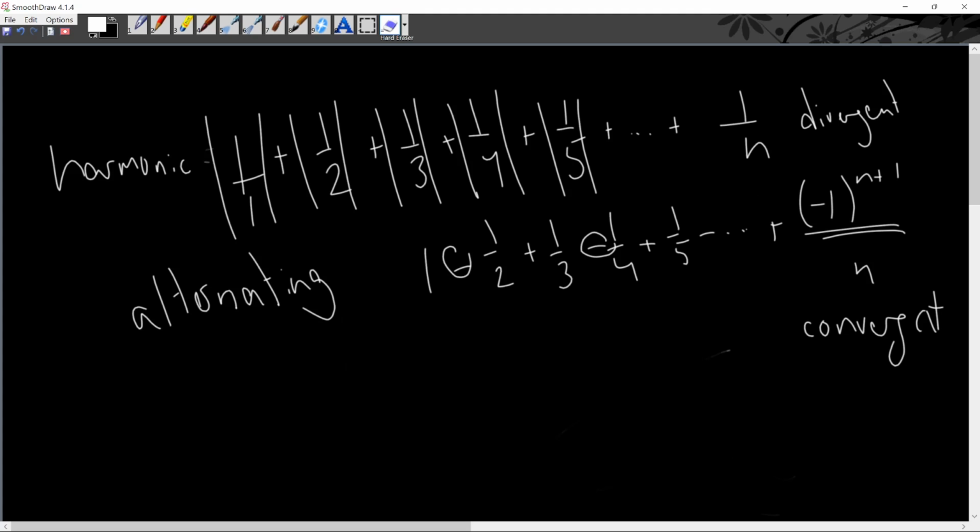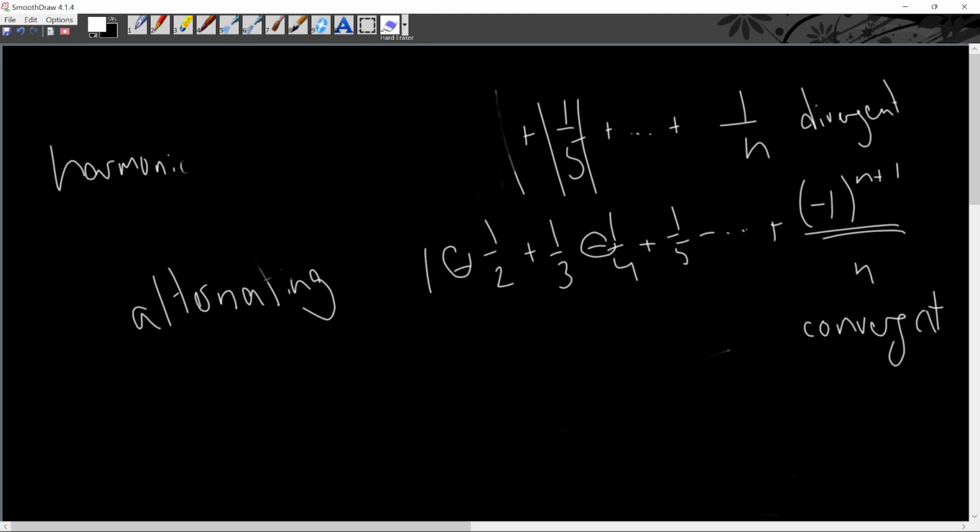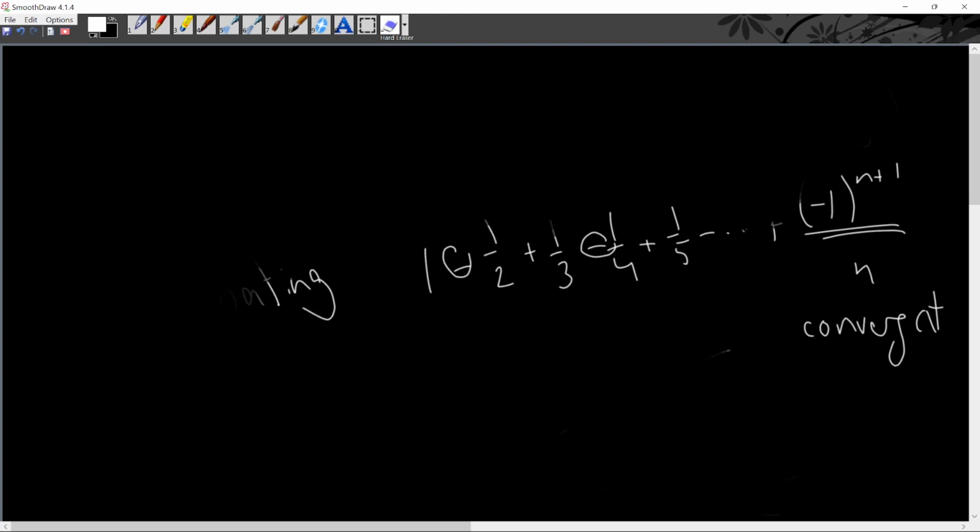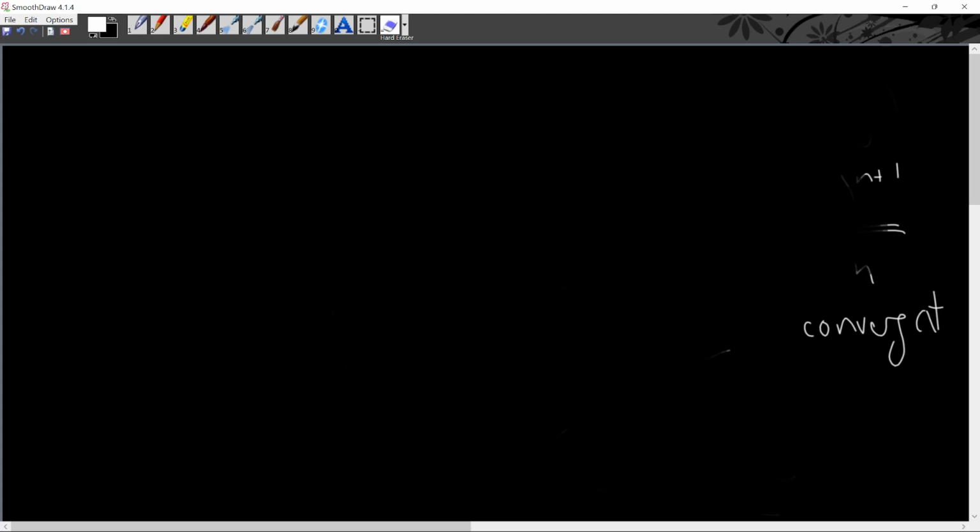And of course, you can have oscillating. You know, you can have -1, 1, -1, 1, and just on and on, because you're not really diverging to infinity. You're just oscillating between the same values. But we can still think of it as diverging.